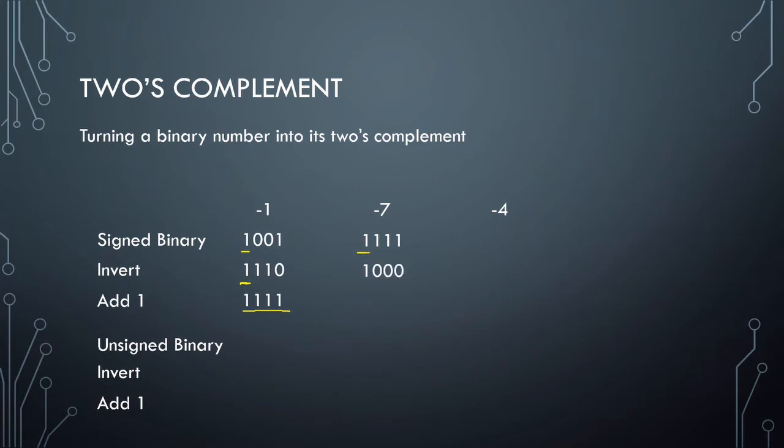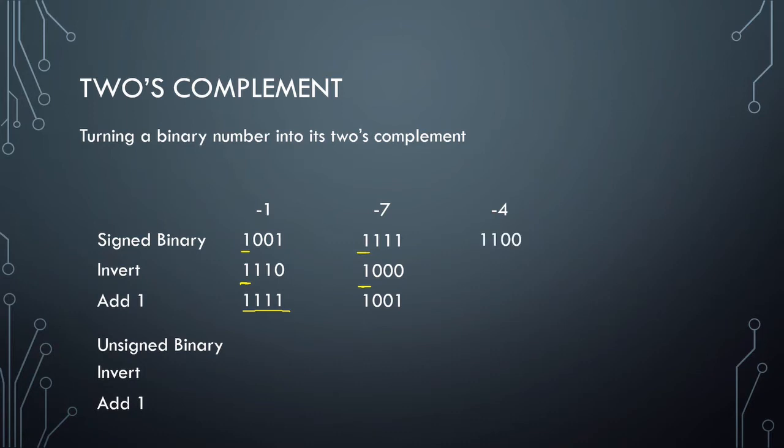So again, when we start with a signed binary number, we leave that most significant bit alone, but everything else flips or inverts. So all of the ones turn to zeros, and then we simply add 1. So this is the 2's complement representing -7.